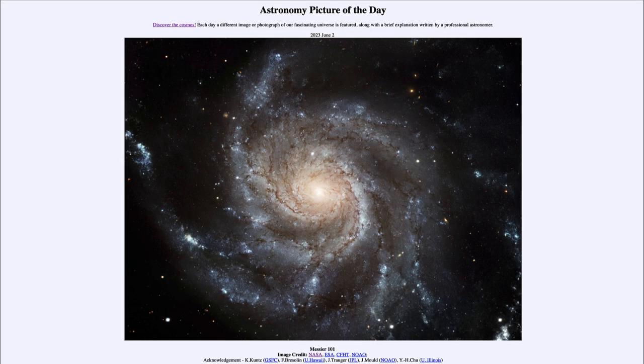One of the things that I like to do in each of my introductory astronomy classes is to begin the class with the astronomy picture of the day from the NASA website, apod.nasa.gov/apod. And today's picture for June 2nd of 2023, well, it is titled Messier 101. So what do we see here?